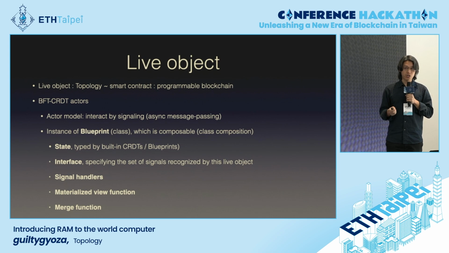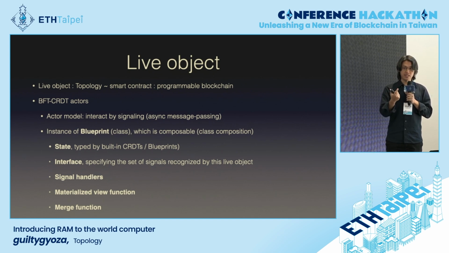These are actors, furthermore. So this is the actor model where different live objects, each one of them a BFT CRDT, can communicate by asynchronously passing messages to one another. Just for some terminology, a live object is an instance of a blueprint, which is a class, and these classes are composable, so you can have class compositions.